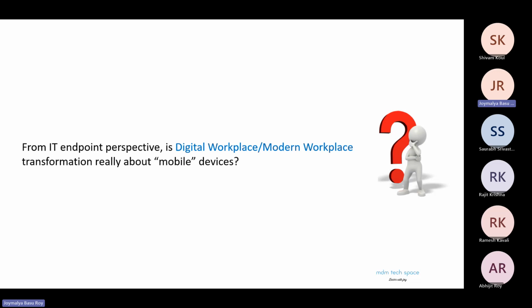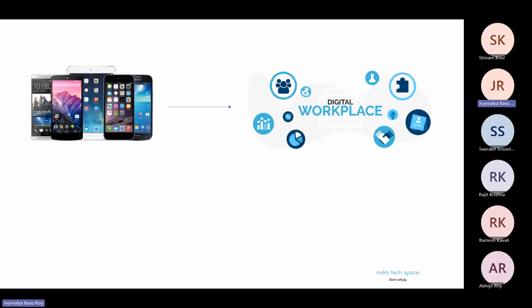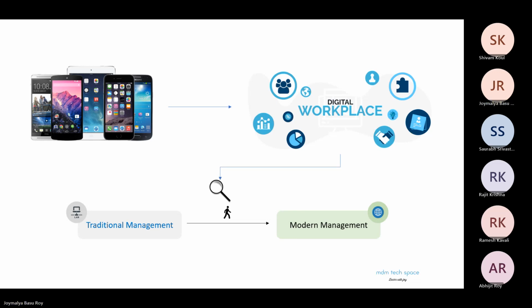But when we are talking about transformation and transition projects, we need to keep in mind that mobile devices were the cause, the effect of which was digital workplace. मोबाइल डिवाइस अगर नहीं आता तो डिजिटल वर्कप्लेस नहीं आता. सो दे आर अ कॉज एंड इफेक्ट रिलेशनशिप. बट if we look closer into this digital workplace programs, then it's more about moving an organization from the traditional management to a modern management.